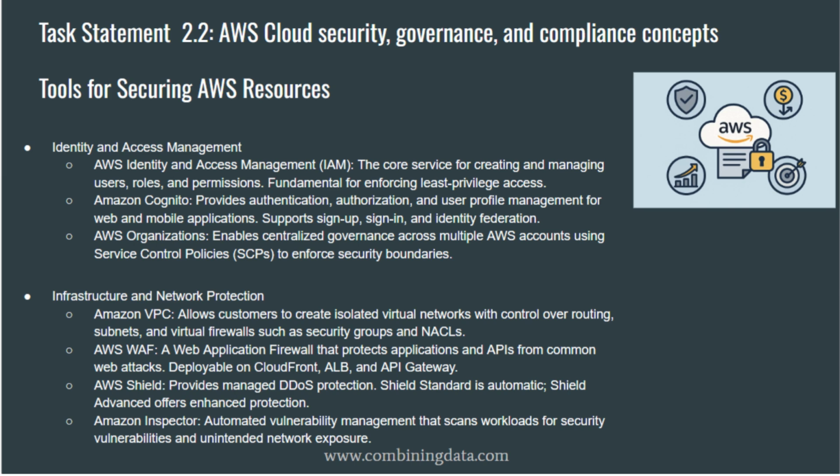Now let's move into infrastructure and network protection, which is all about controlling traffic and protecting workloads at the network and infrastructure level. Amazon VPC is the foundation here. A VPC allows you to create isolated virtual networks where you control IP ranges, subnets, routing tables, and virtual firewalls. Using security groups and network ACLs, you decide exactly which traffic is allowed in and out of your resources.